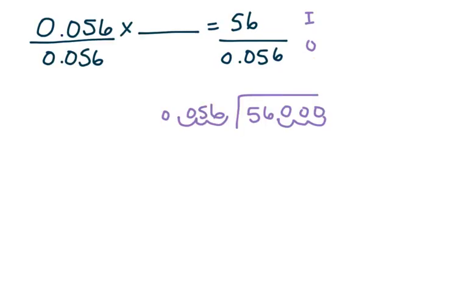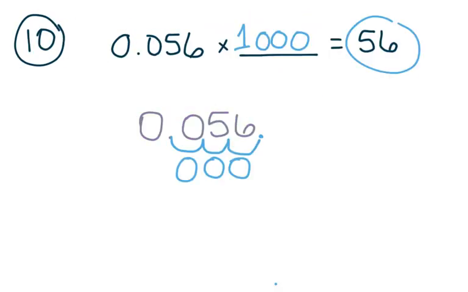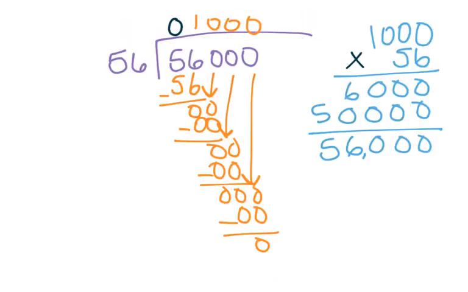Okay, so 0.056 times 1,000 is your answer for number 10. All right, let's go ahead and look at a couple of division problems. Let's look at number 11. Number 11 says 6,230 divided by 10,000.